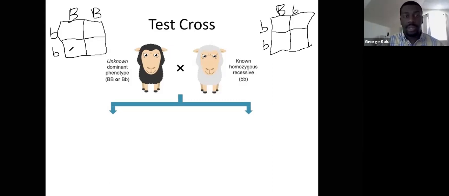We're going to start with this first box on the left. In our first box here, what would our genotype be? It'd be big B, little b. Perfect. Big B, little b. Okay, what about the second box? What would we get?